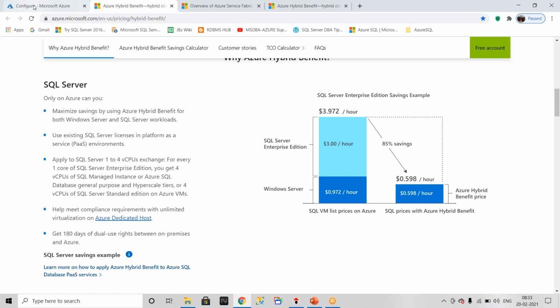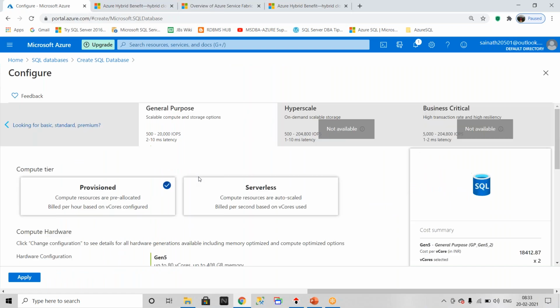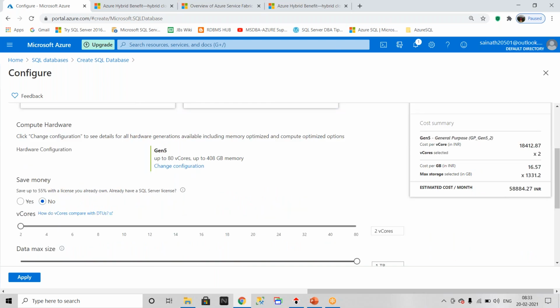Clear? Not clear? That was the complete information about vCore: when you go for general purpose, when you go for hyperscale, when you go for business critical, provisioned, serverless, licensing, and how Microsoft is creating the backend infrastructure. Any questions? Any queries?